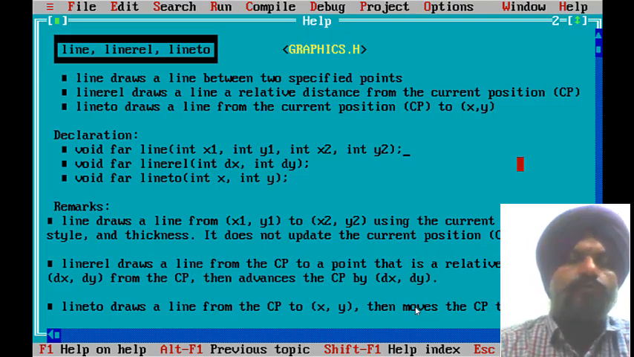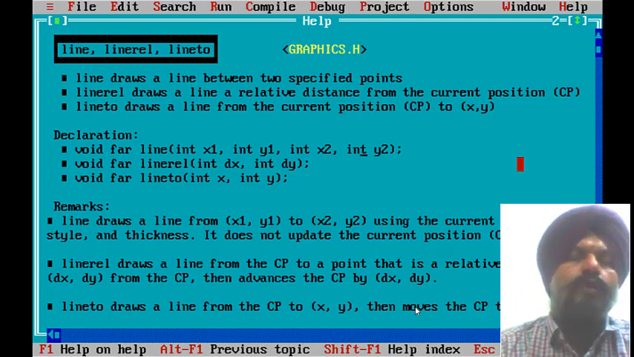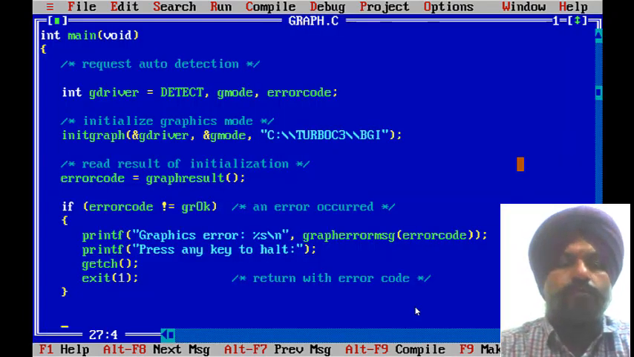So when we have to draw a line, we must specify the value of the first coordinate point of the line, that is x1, y1, and then the last coordinate or end point of the line, that is x2, y2. This function will automatically draw the line between these two points.